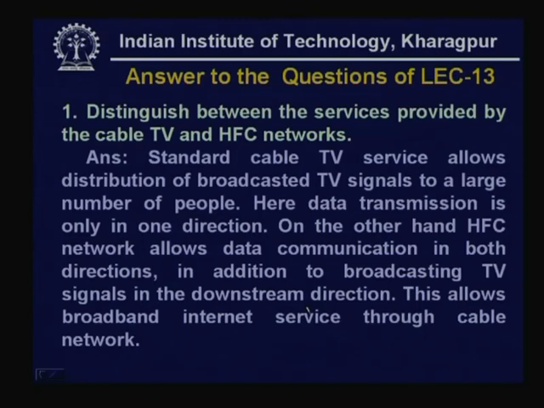Coming to the answers to the questions of lecture number 13, first question was distinguish between the services provided by cable TV and HFC networks. Answer is the standard cable TV service allows distribution of broadband TV signals to a large number of people. Here data transmission is only in one direction. On the other hand, in HFC, that hybrid fiber coaxial network, the data transmission is in both directions. So, in addition to broadcasting TV signal in the downstream direction, it allows broadband internet service which is bidirectional through the cable network.